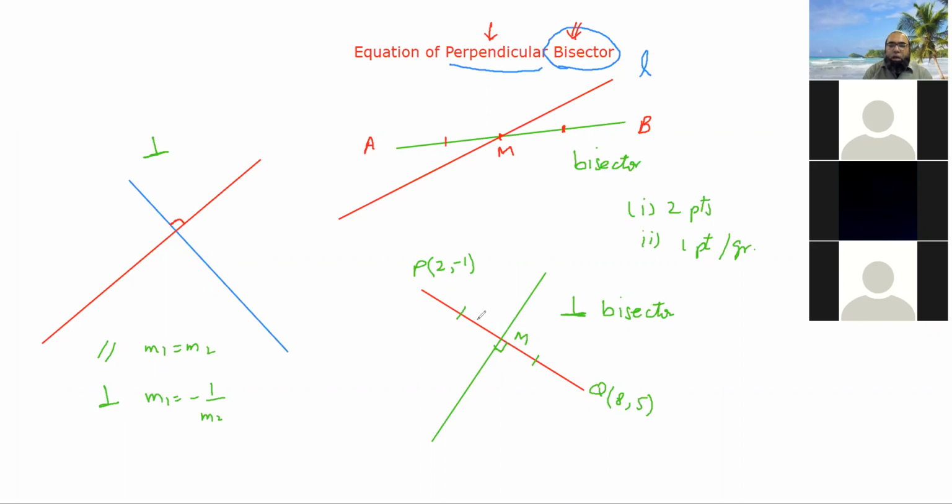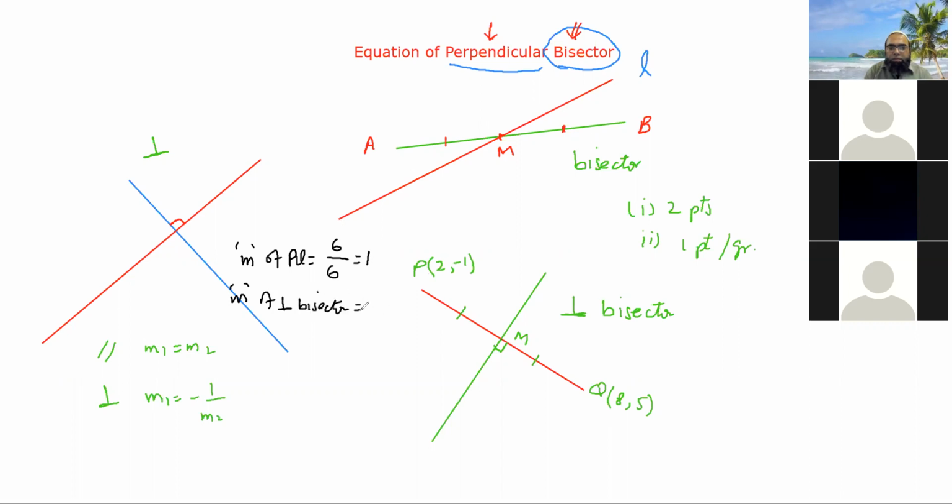Now, you can get the gradient of this required green line through the gradient of PQ, okay? Right now, if I find the gradient of PQ, that would be y2 minus y1, that is 6, over x2 minus x1, that is also 6. So that is going to be 1, okay? And then what is the gradient of our perpendicular bisector?